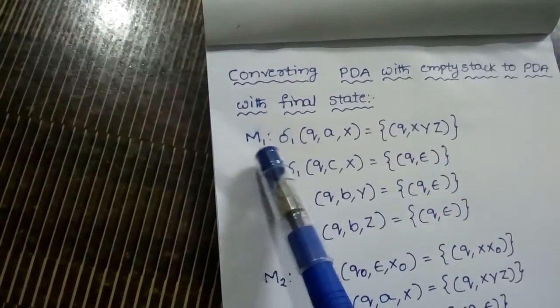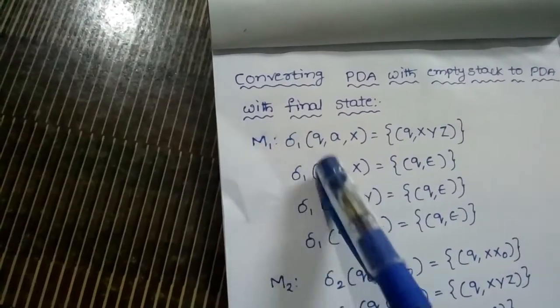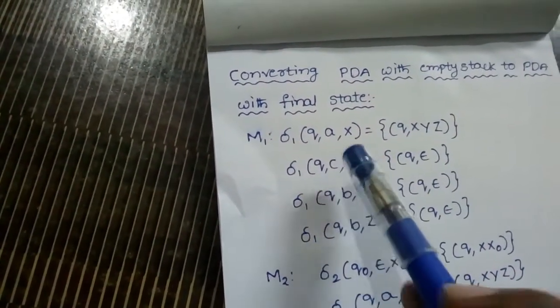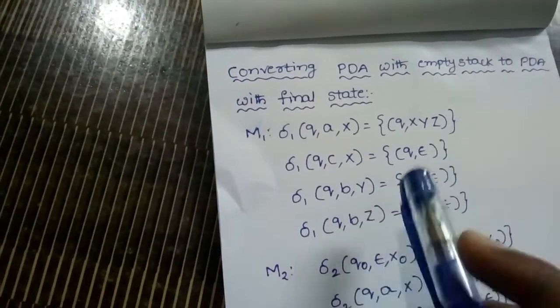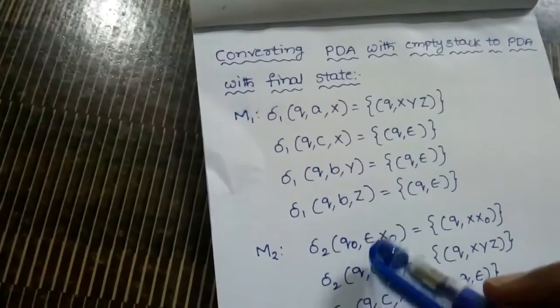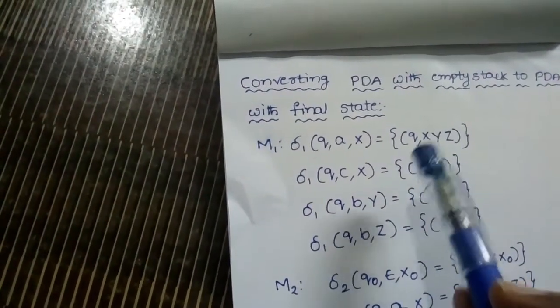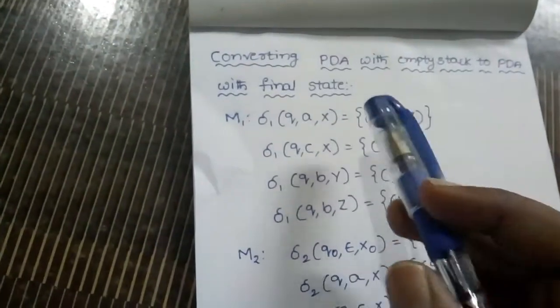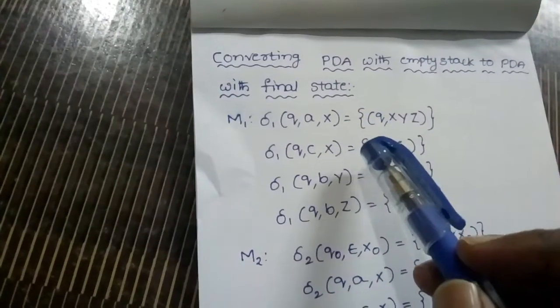So this is machine 1. Machine 1 is a PDA with empty stack, and now we have to convert this into a PDA which accepts the given string by the final state. Now the only change when you consider PDA with empty stack to PDA with final state.